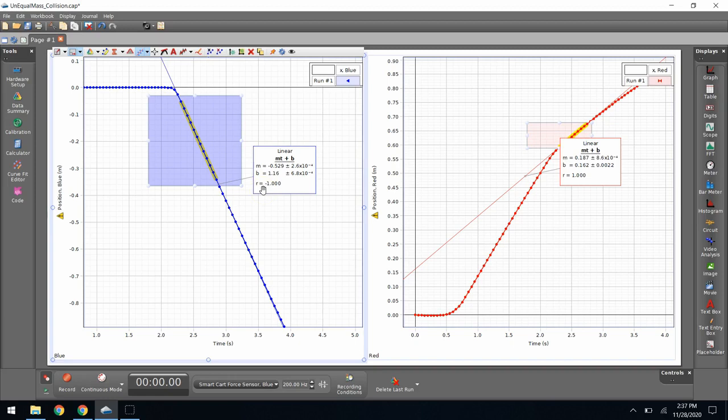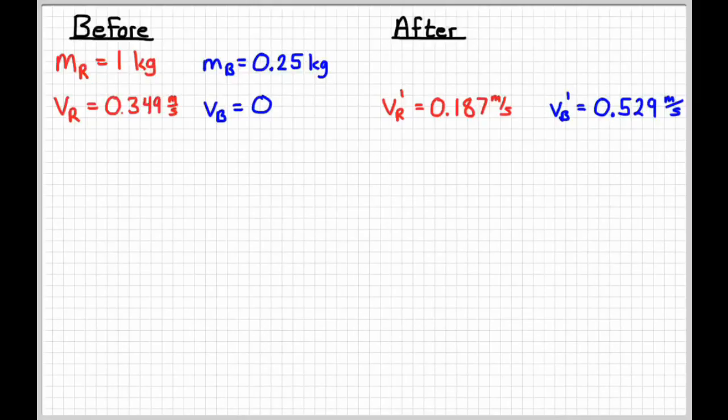So let's go back to the drawing board and see if the math adds up and shows that the momentum was conserved during that collision. Okay, so summarizing the data that we just collected, we've got the mass of both the red and the blue card. The red card had a mass of 1 kilogram. The blue card was 0.25 kilograms. And I got the velocity before and after.